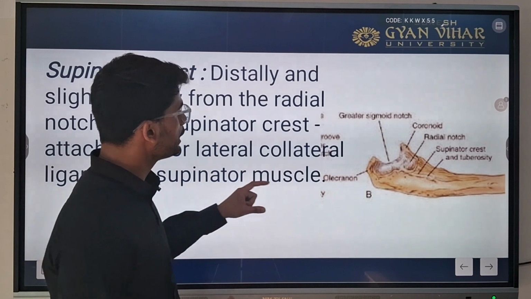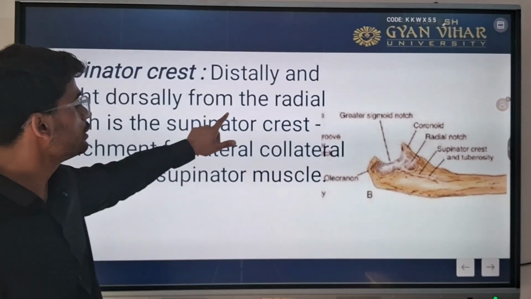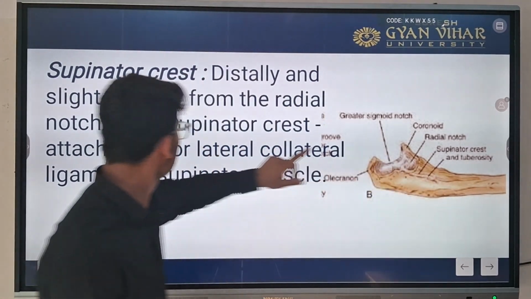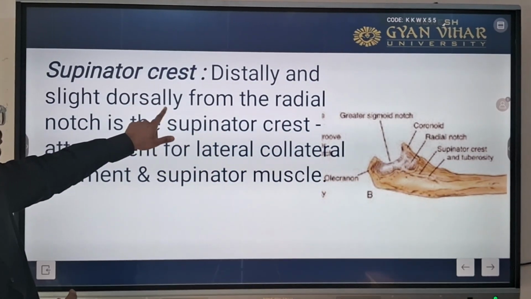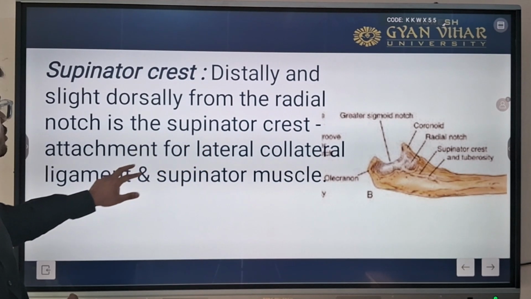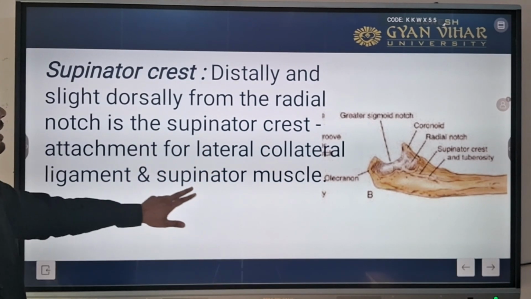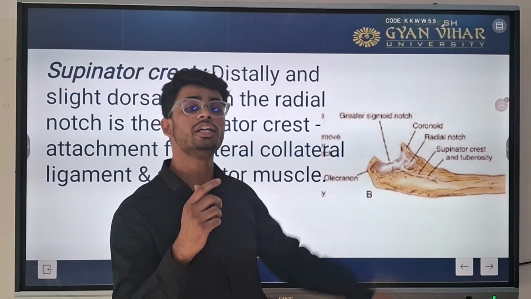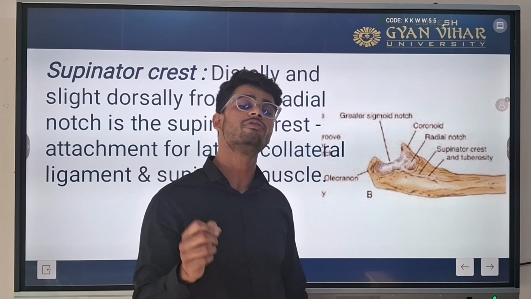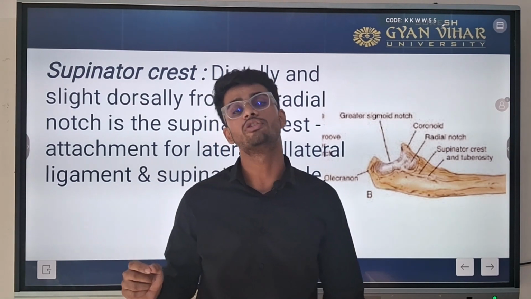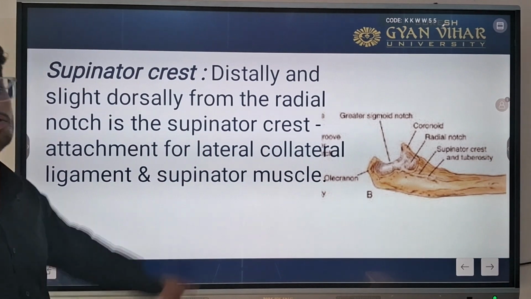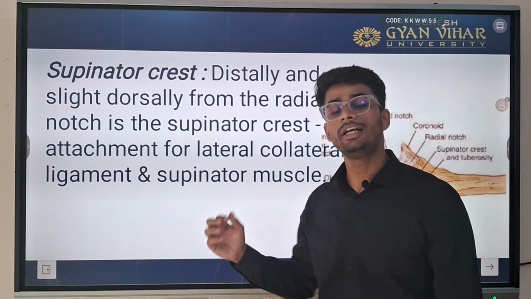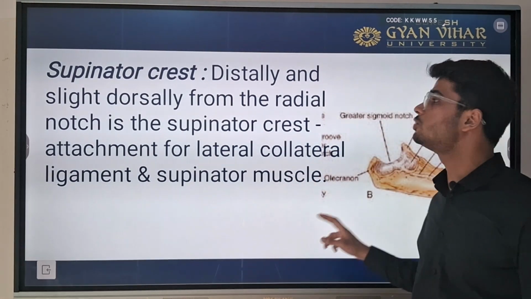Now there is the supinator crest, distally and slightly dorsally from the radial notch. Over here there was a radial notch. Distally and slightly dorsally from this radial notch is the supinator crest, the attachment for the lateral collateral ligament and the supinator muscle. So over here you will see there is a crest or tuberosity, a roughened surface on the bone, which serves as the attachment site for the supinator muscle and also for the lateral collateral ligament. This is very important and it is present just dorsally and inferiorly to the radial notch.